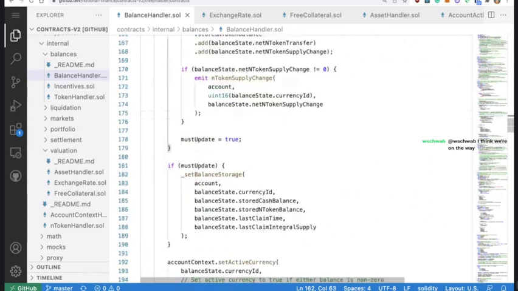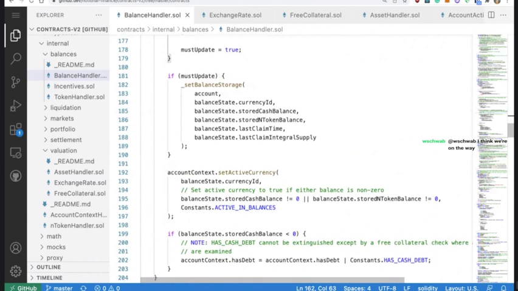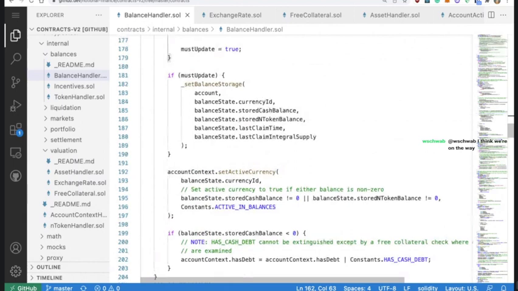This protocol's so deep. Yeah. I am super impressed by the code here. Yeah.